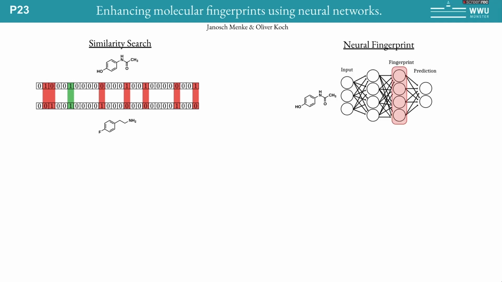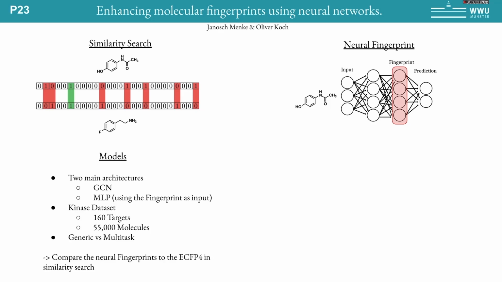Our idea was to use neural networks to make fingerprints more adaptable to specific tasks. The basic idea is to train neural networks for target prediction and use the activations of the last hidden layer as a new fingerprint. We hoped that the network would combine structural information on the molecule and implicit knowledge on the task as well. This should elevate the performance of the neural fingerprint compared to traditional ones.